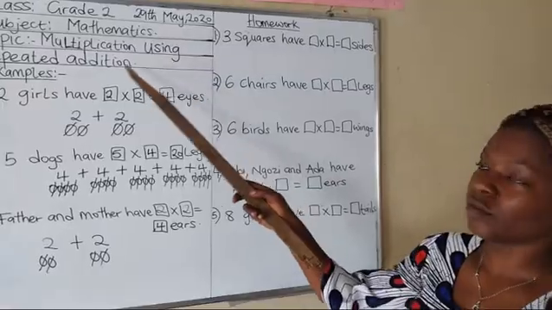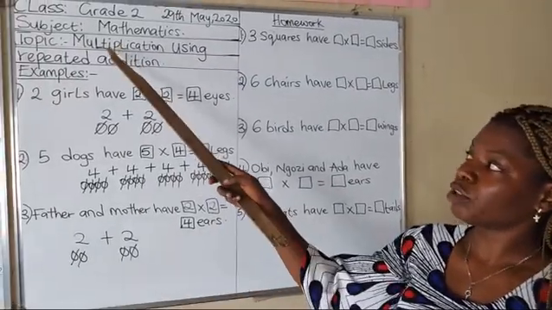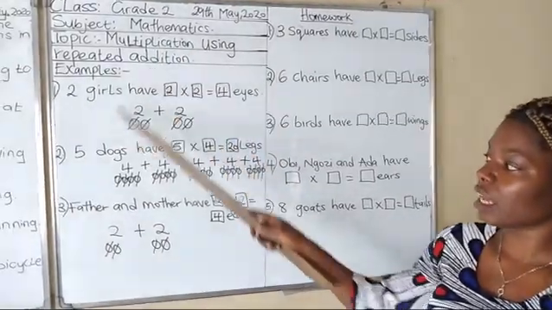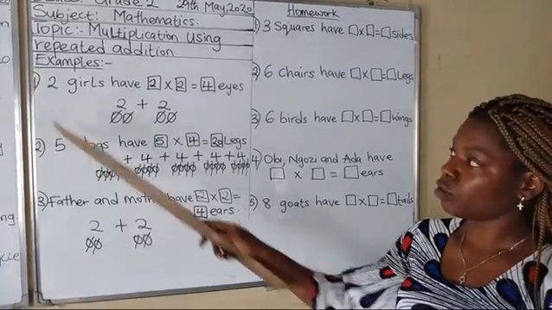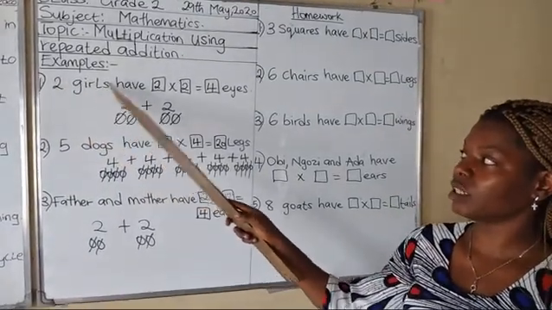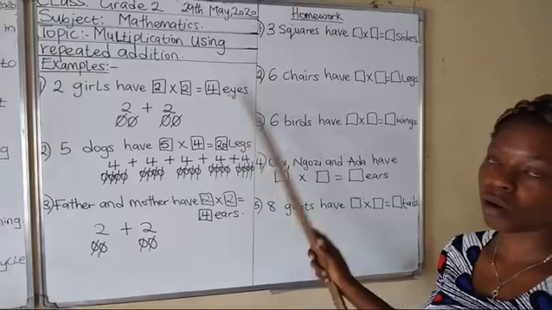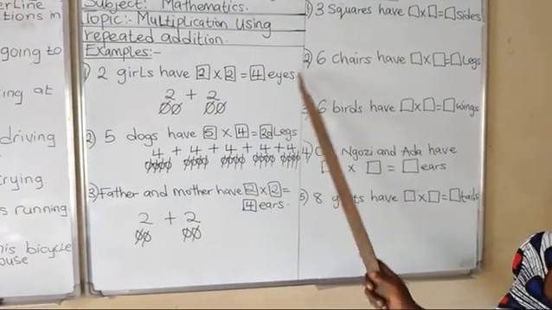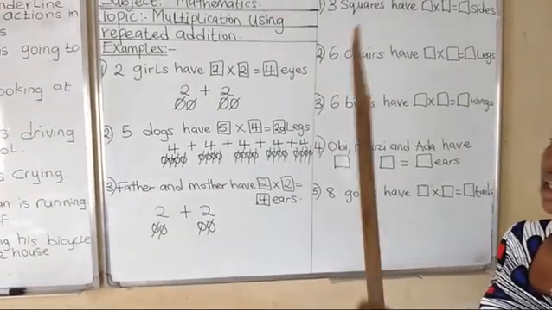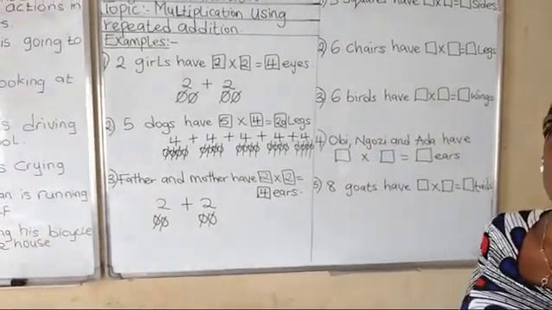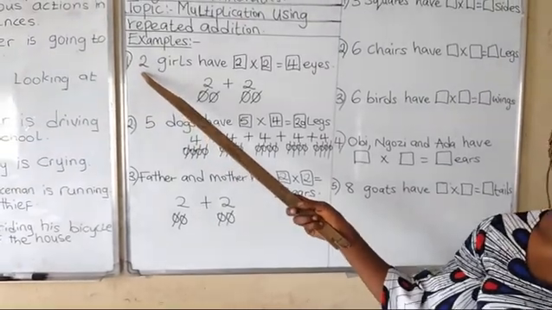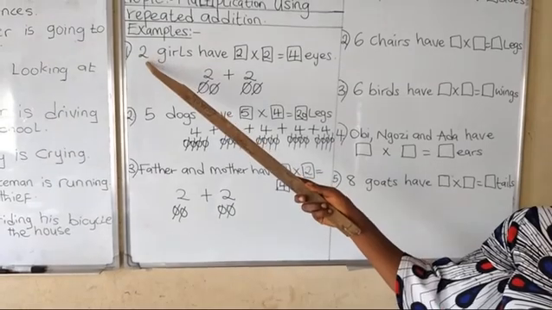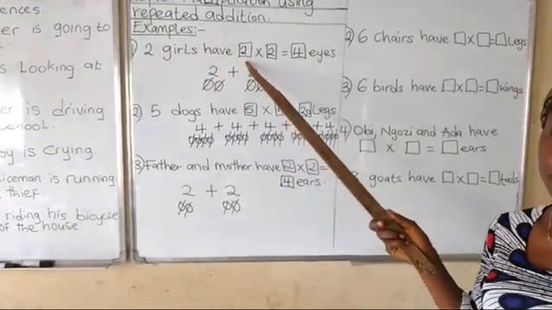Number 1 example we have done so far. Remember our topic is multiplication using repeated addition. And these are our examples. Number 1 example says 2 girls have box times box equal to box eyes. You first of all ask yourself, how many girls are we talking about, children? You have 2 girls. You write the number of girls in the first box.